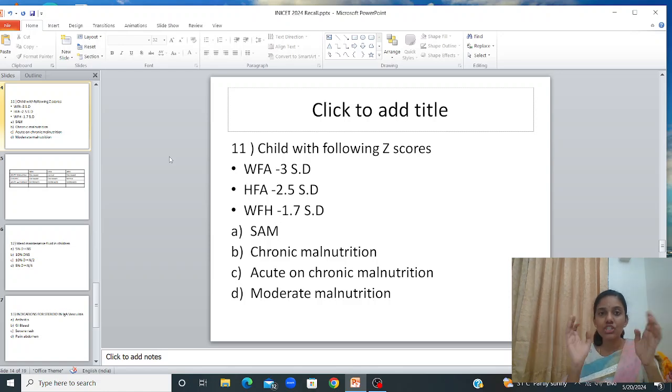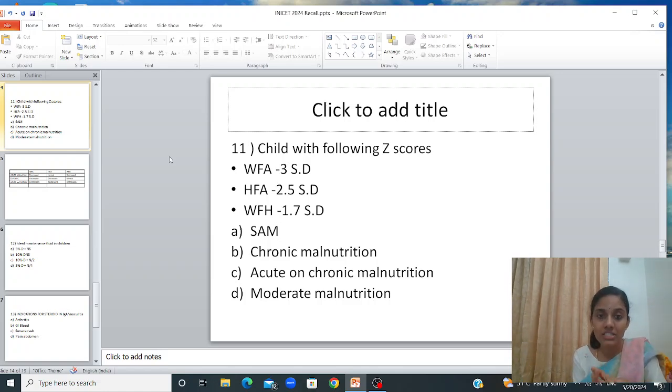Whenever a child has a Z score, that is a standard deviation, between -1 to +1, it is considered normal. Between -1 to -2 is considered mild. -2 to -3 is considered moderate. Less than -3 is considered severe.